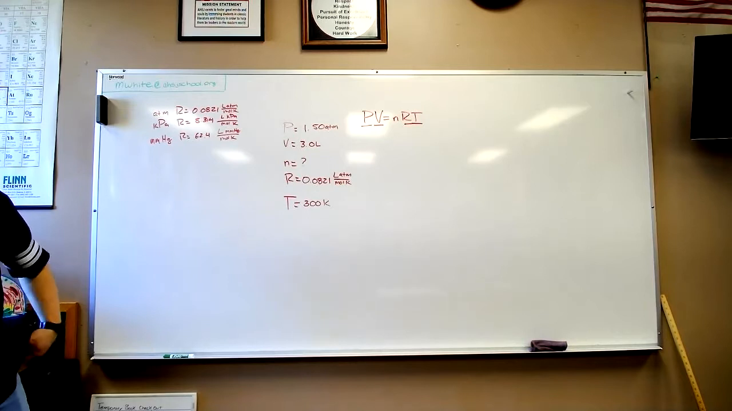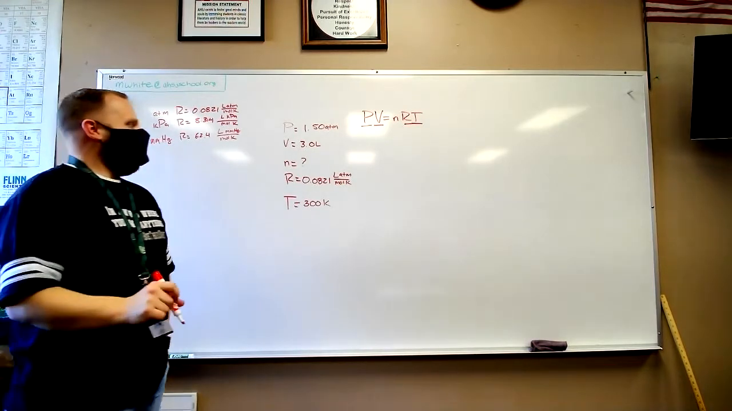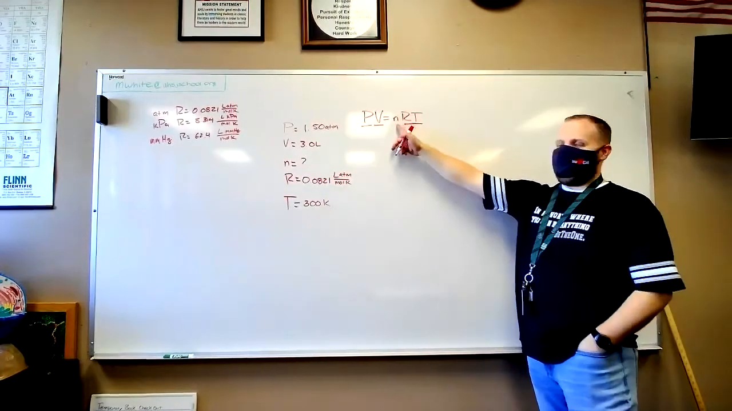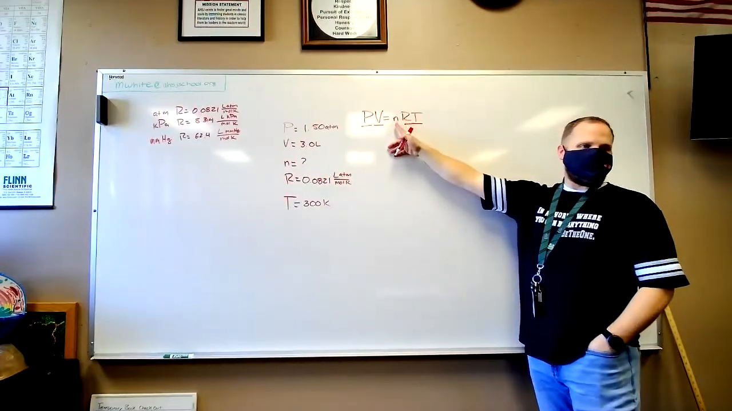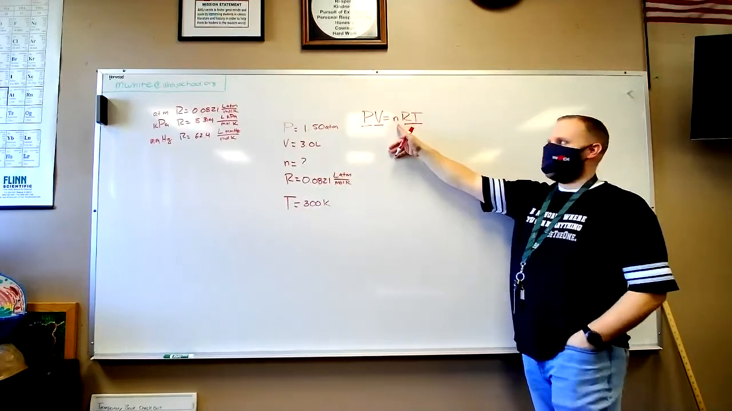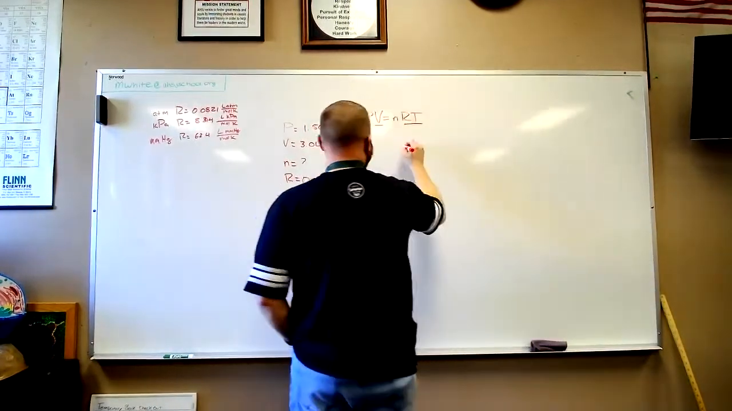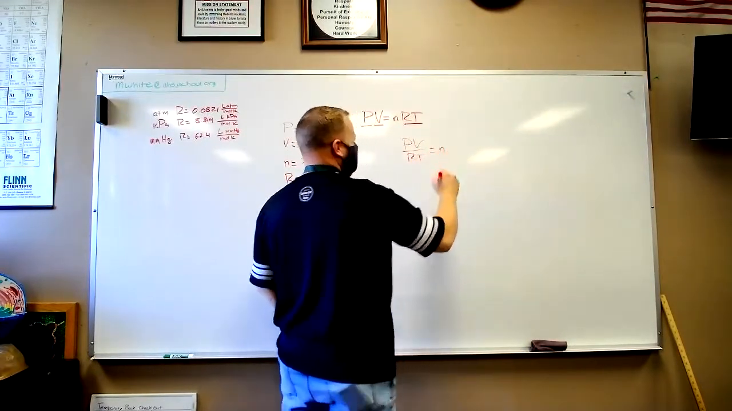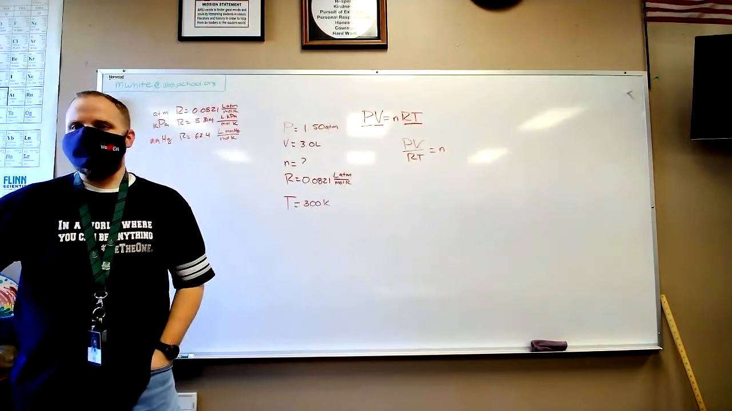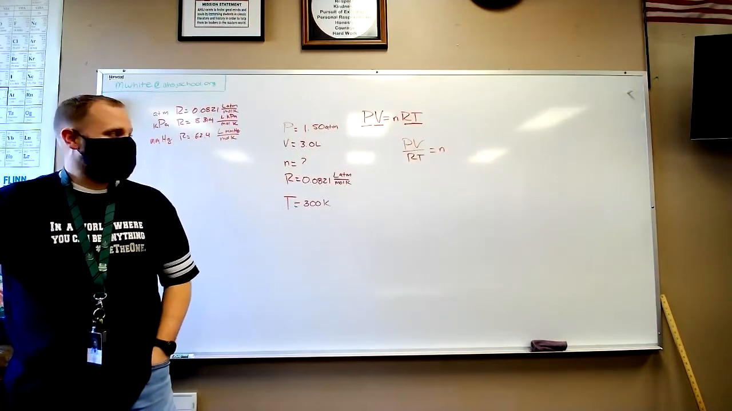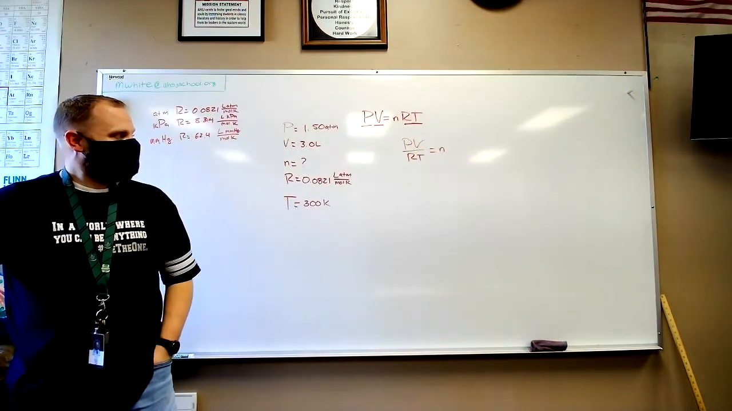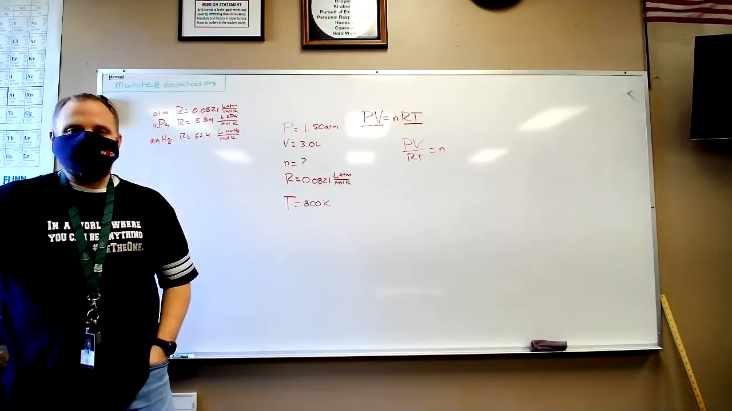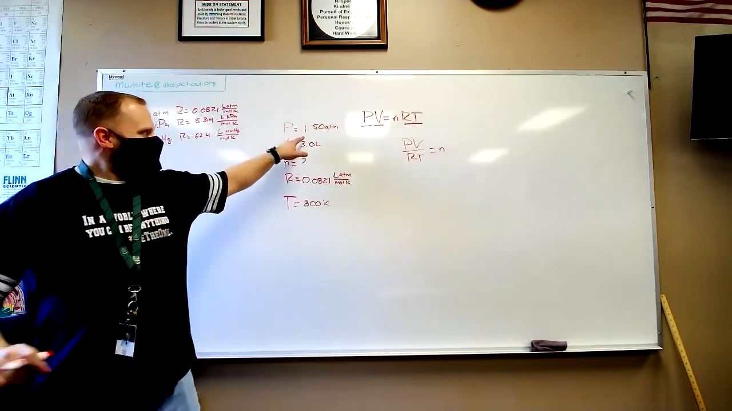Let's work it out. We want to isolate n by itself. So when we do that, we get that. And now all we have to do is put the numbers in and grab our calculator.